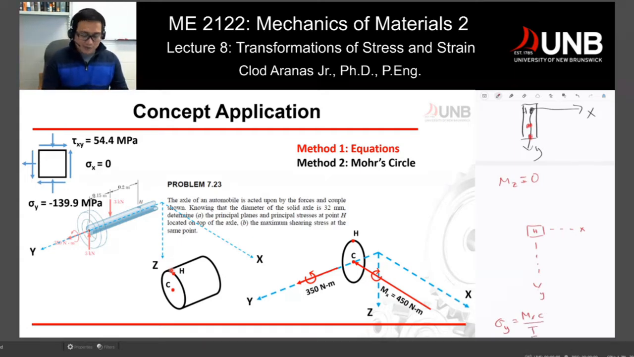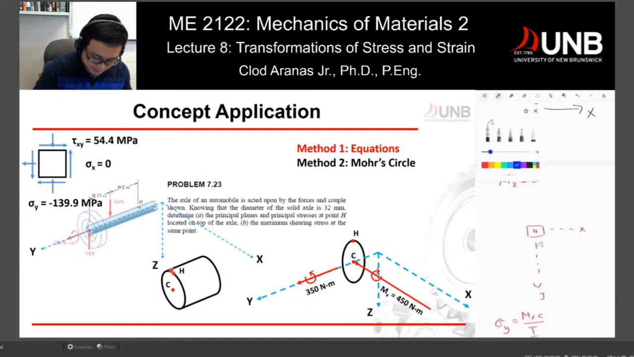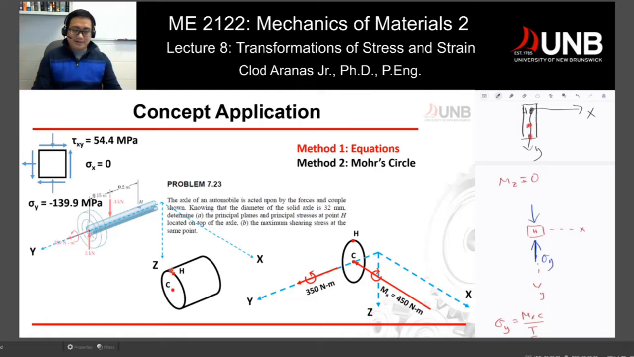So that would be to convert the effect of your moment to your normal stress, or the dependence of your moment to your normal stress at point H. So you are going to get a stress which is in compression. So you are compressing H, and that would be your sigma Y. So that would be for your moment.